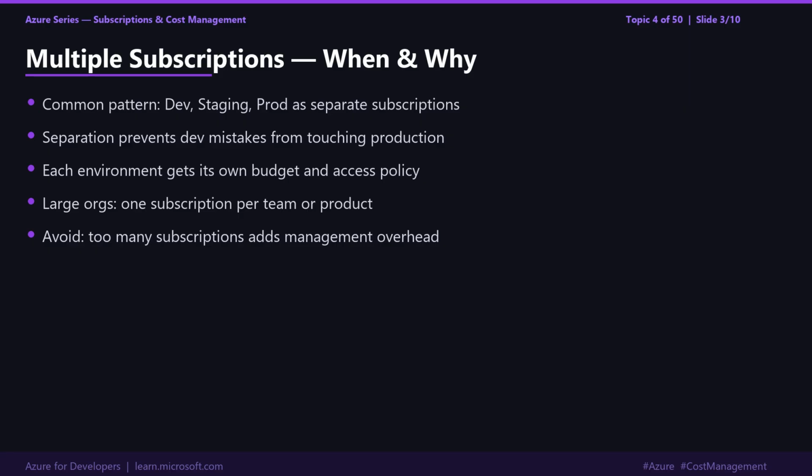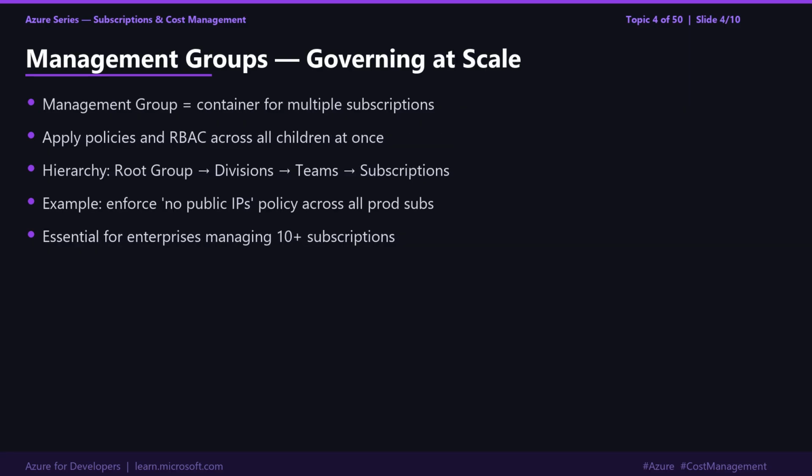When you have many subscriptions, managing them one by one becomes impractical. That is where management groups come in. A management group is a container that holds multiple subscriptions. You can nest management groups inside each other to create a hierarchy that mirrors your organization. At the top sits the root management group, which every subscription in your tenant belongs to automatically. Below that you create groups for divisions, departments, or teams.